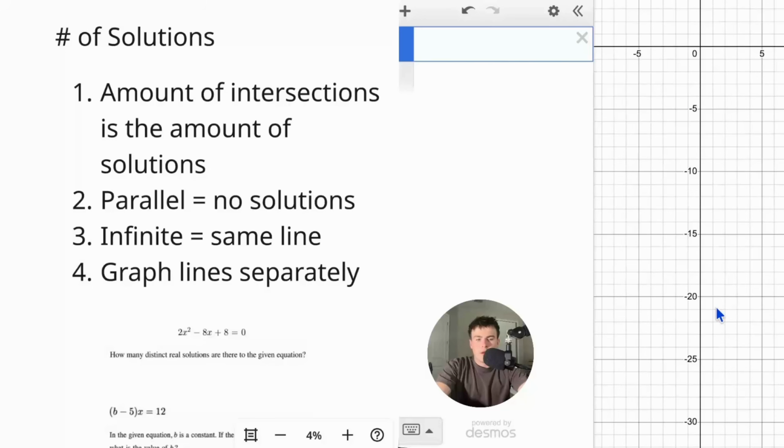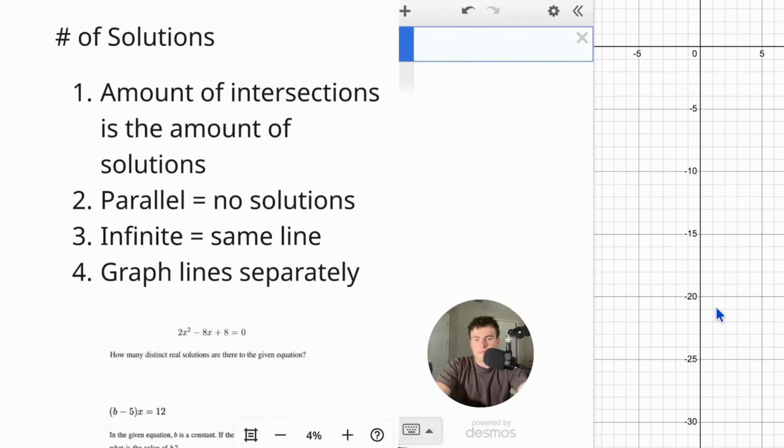Okay, now we have amount of solutions, and this is also extremely important and pretty easy as well, but there are a few nuances I want to make sure you guys understand. So first of all, the amount of solutions is the amount of times that your system or your equation intersects one another. If they intersect once, that's one solution. If they intersect twice, that's two solutions. If they are parallel, that means they have no solutions.